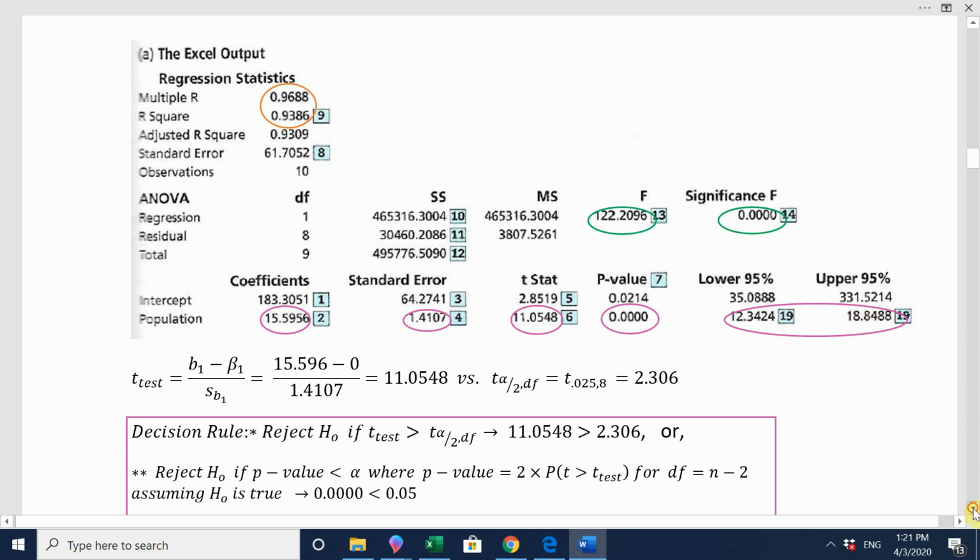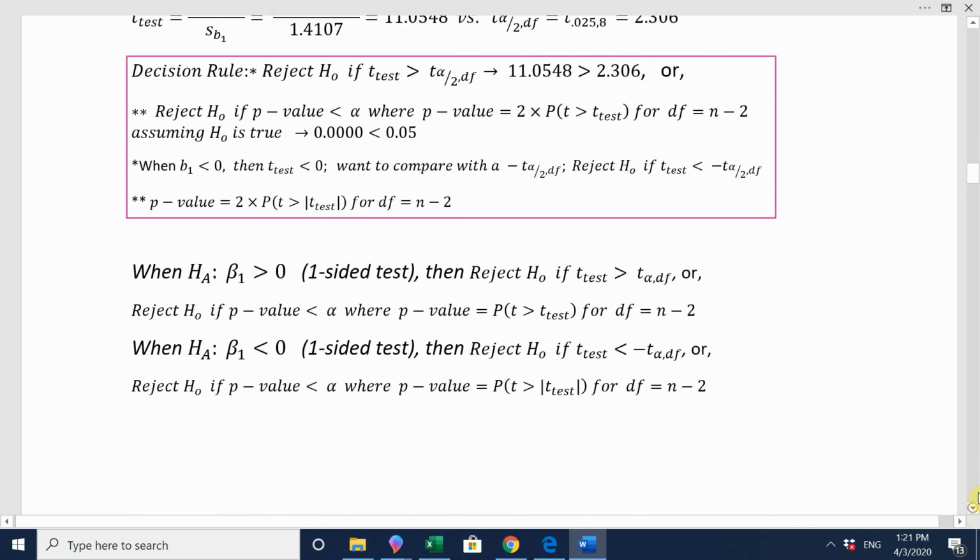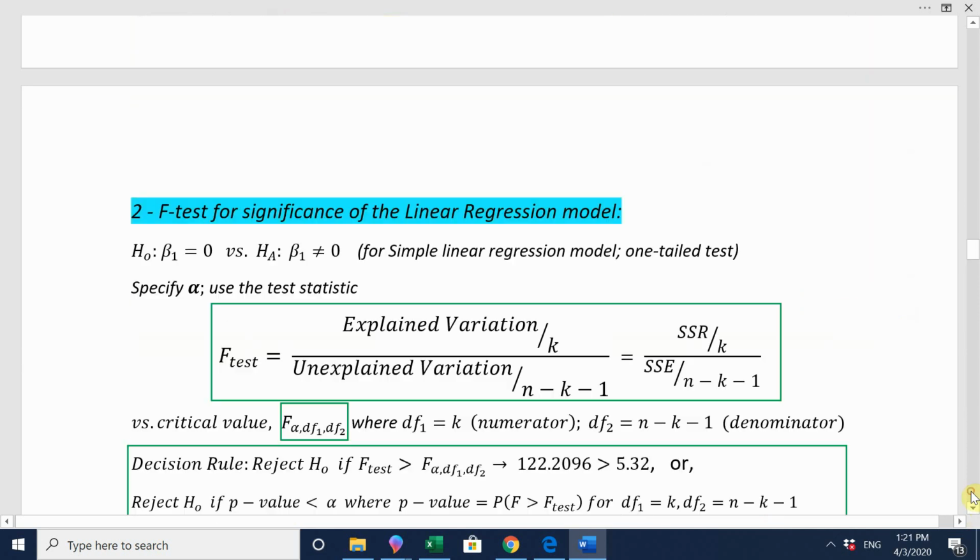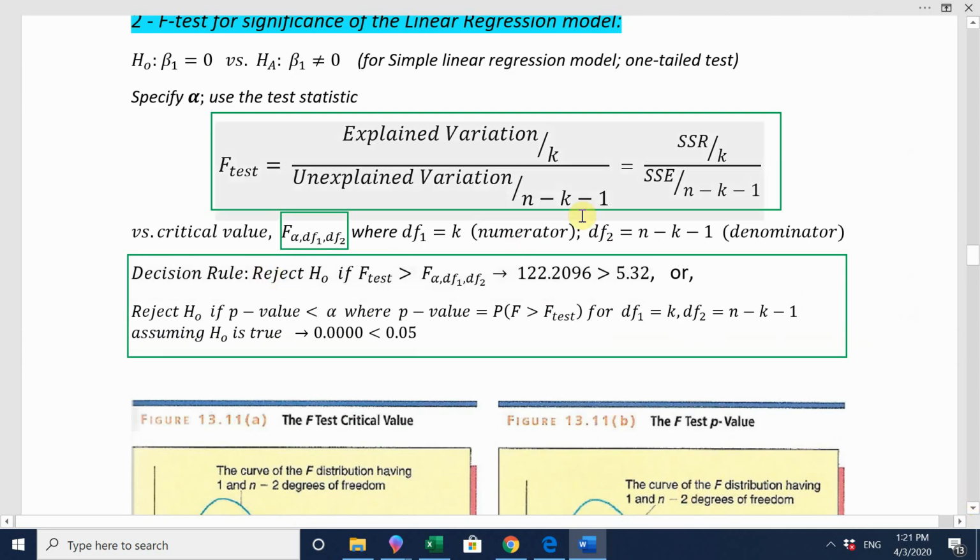Okay, so let me just get back to where we were. So here we are. The decision rule is this using the critical value approach. If I am to use the p-value approach, it's the same idea. Once again, if your p-value, which we saw in our output was 0, is less than the level of significance alpha, which we specified here to be 0.05, then we reject the null hypothesis.